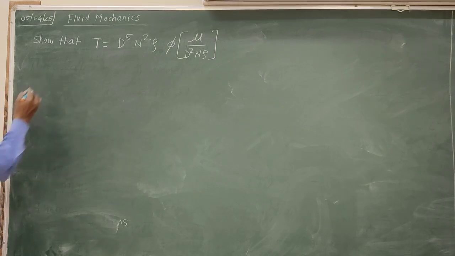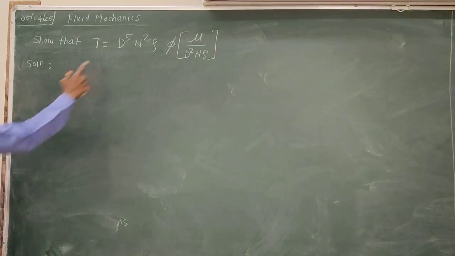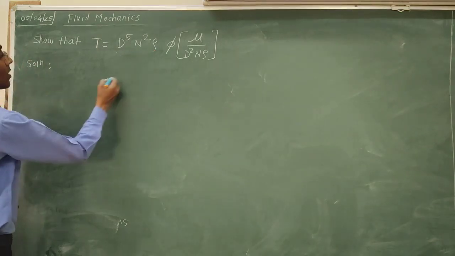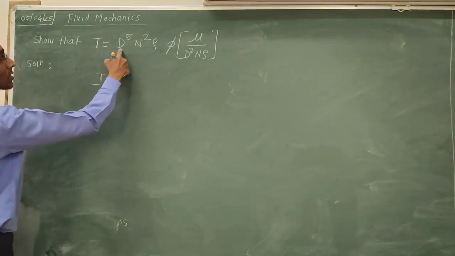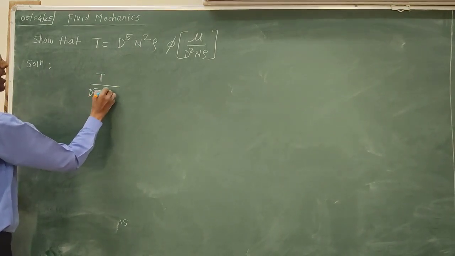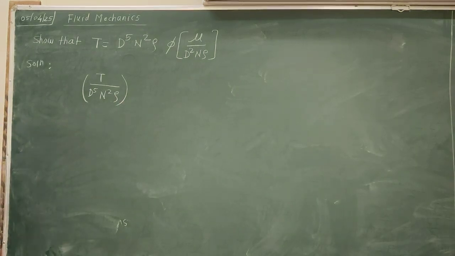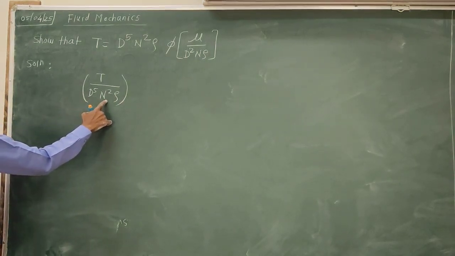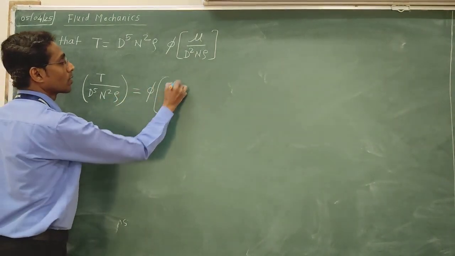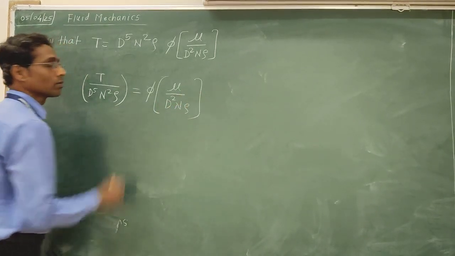So how to do this? So solution, we will first of all simplify this. See, this we can write in the left side. T divided by these three quantities. If we take left side, then we will get here ratio T upon d raised to 5 n square rho is equal to phi of mu upon d square n rho.